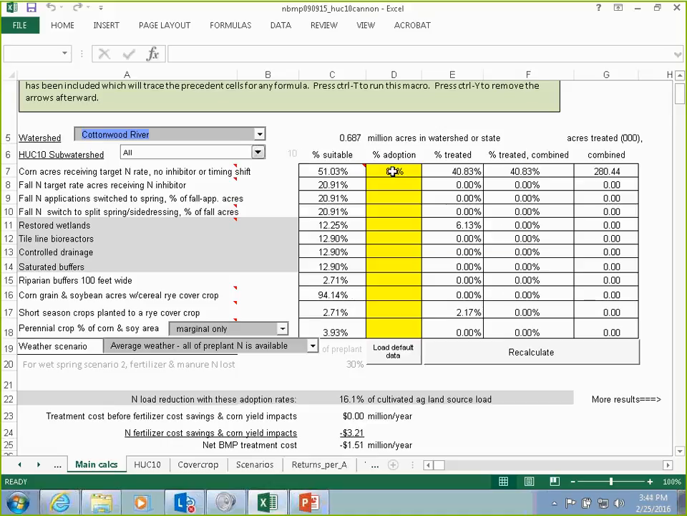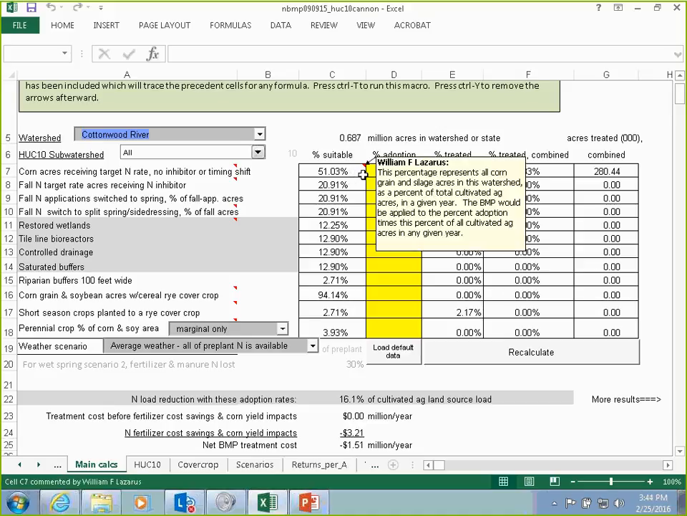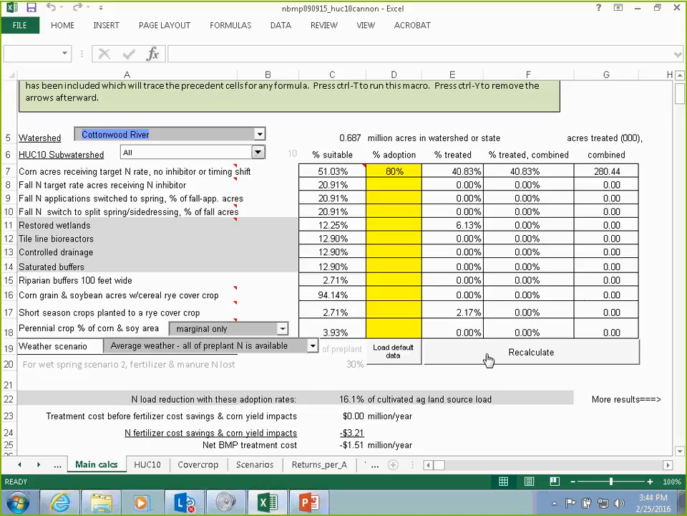So in this case here, let's say we're going to have optimal nitrogen rates on all the corn land, which would be about 51% in this watershed. We can hit the recalculate button, and it shows here that it would be about a 12.4% reduction expected in the surface waters for nitrogen, and a cost savings of about $3.2 million per year.